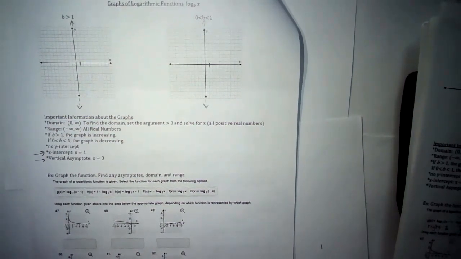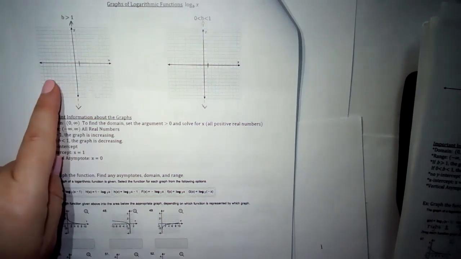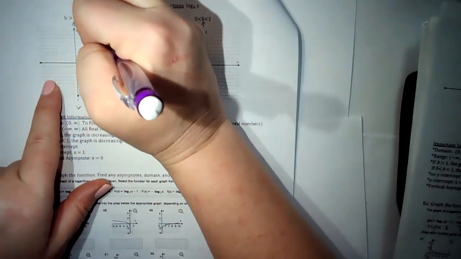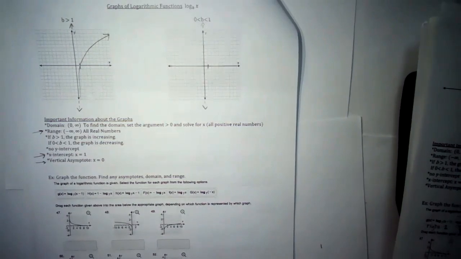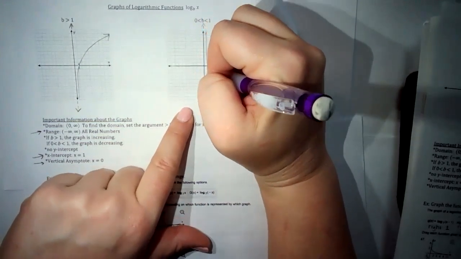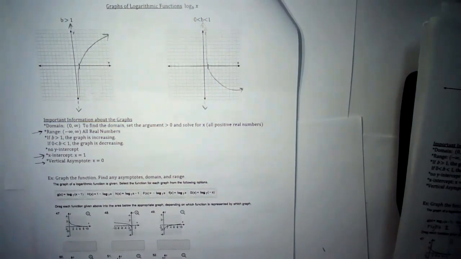Okay. Remember that their domain was all real numbers. This guy's going to have a range of all real numbers. So if the base for your log is greater than 1, you're going to have an increasing function that looks like this. It just got flipped on its side a little bit. If your base is a little fraction, you're going to look like this, and he's going to be decreasing. It's going to go the opposite way.